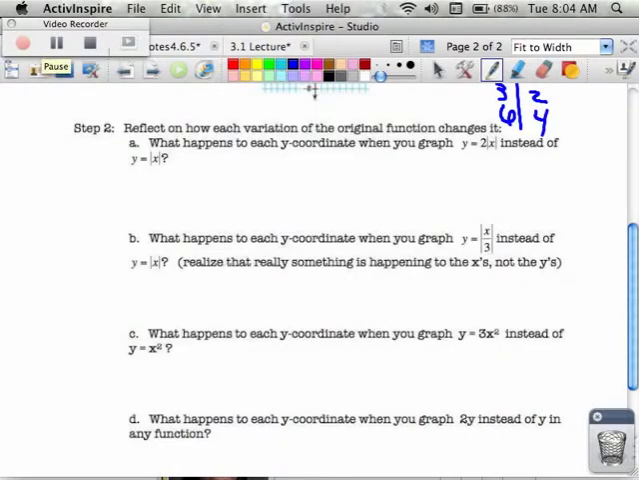In the next one, they talk about what's going on. So this is more about thinking about the problem. And so in part A here, they say, look at the original y equals absolute value of x graph. And then they say, all right, when you see this 2 that's in front of the absolute value, what's happening to every y coordinate? When you look at the 2, excellent, it's being multiplied by 2.